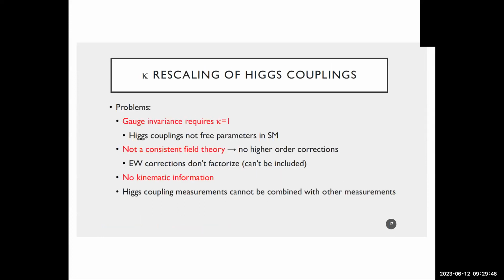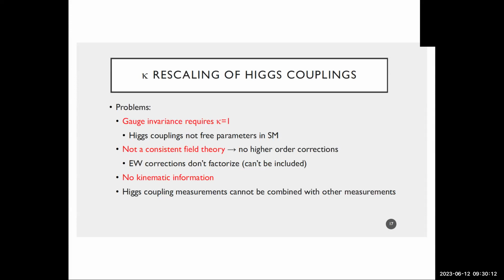Okay, so the problem with this is, as I said, the gauge invariance requires that the Higgs couplings be exactly as in the standard model. They're not free parameters. And furthermore, since it's not a consistent field theory, that means I can't calculate loop corrections, radiative corrections, because I've just got fudge factors. So I can't start calculating corrections to this approximation.